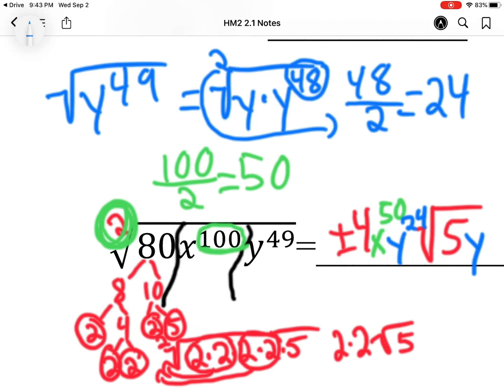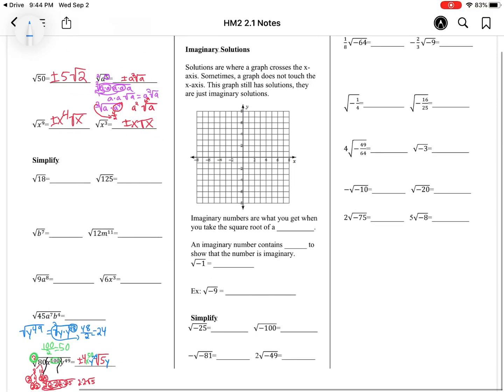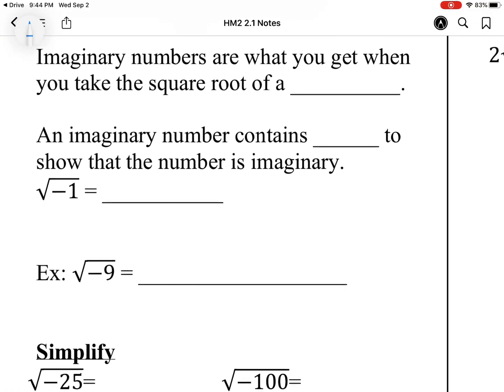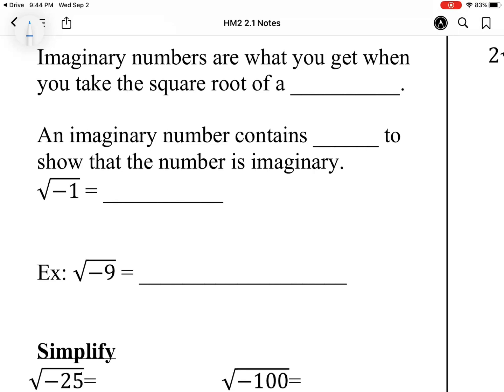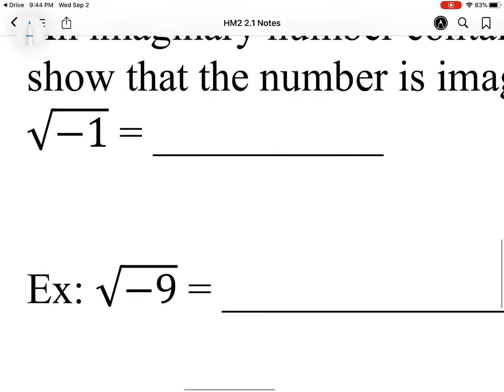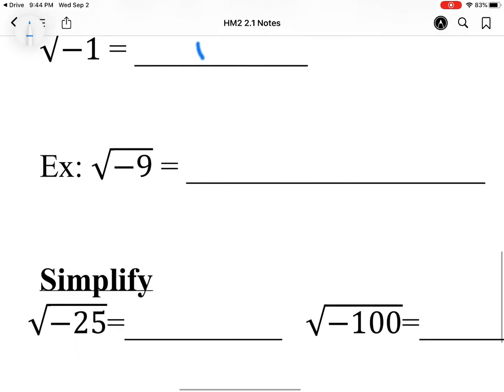Alright. So I kind of hinted at it before, and you can look at some of these notes later, but imaginary numbers are what you get when you take the square root of a negative number. This imaginary number is going to be represented with an i. So if we take the square root of -1, it would become just simply i.